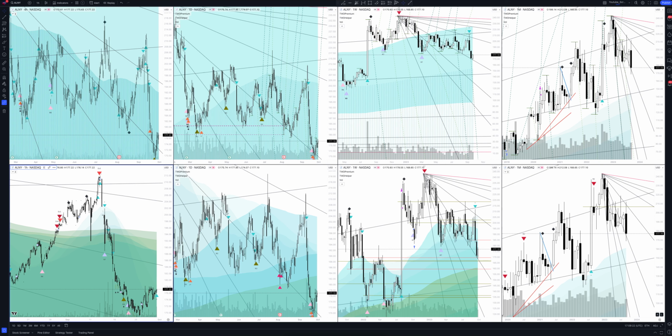Today we will take a look at Alnylam Pharmaceuticals Inc. stock. Let's analyze the market situation and find out how you can make money on it. Let's start.